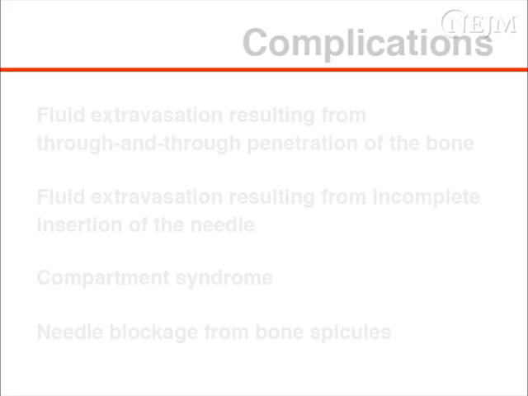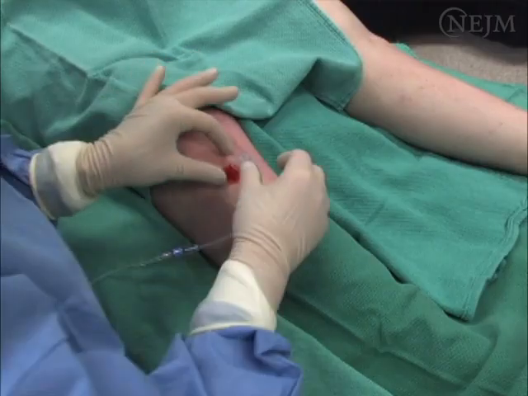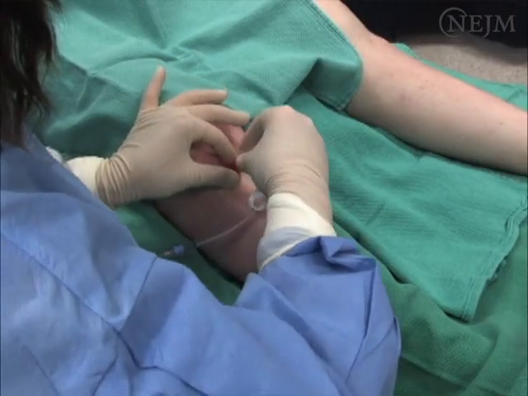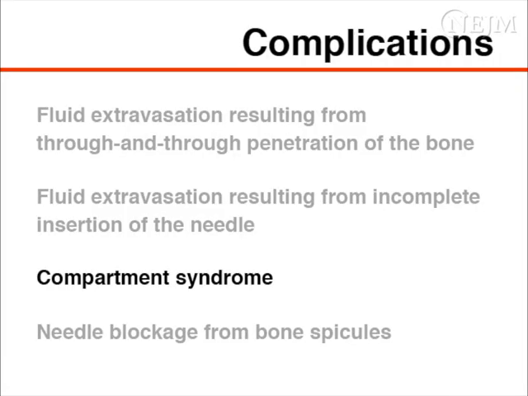The most common complication of intraosseous needle insertion is fluid extravasation resulting from through and through penetration of the bone or from incomplete insertion of the needle. If extravasation occurs, the needle should be removed and pressure should be applied to the site. Compartment syndrome is a rare but possible complication of fluid extravasation that may occur when a needle has been placed incorrectly. Bone spicules may cause blockage of the needle.